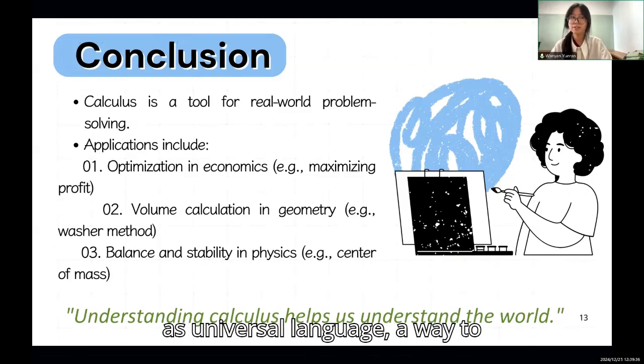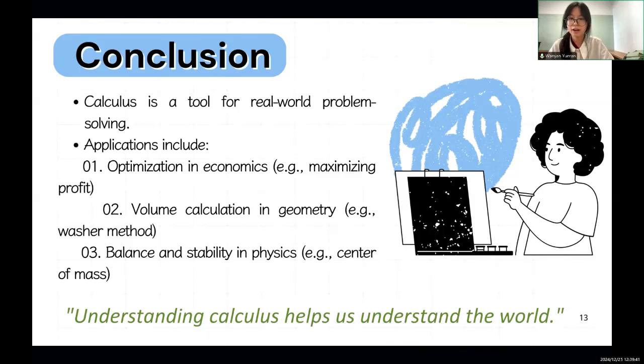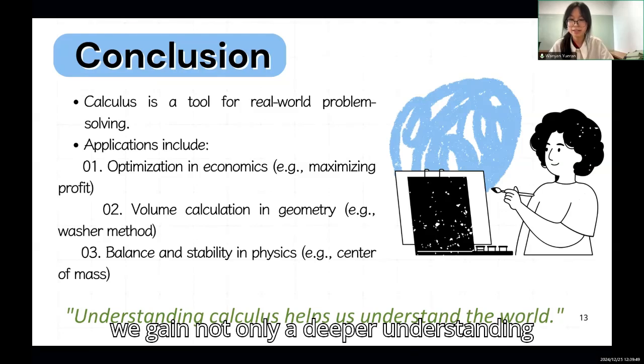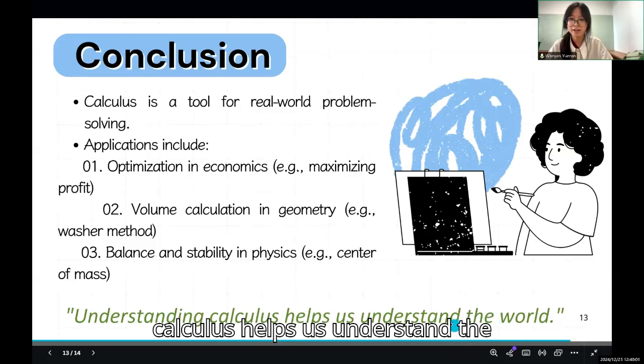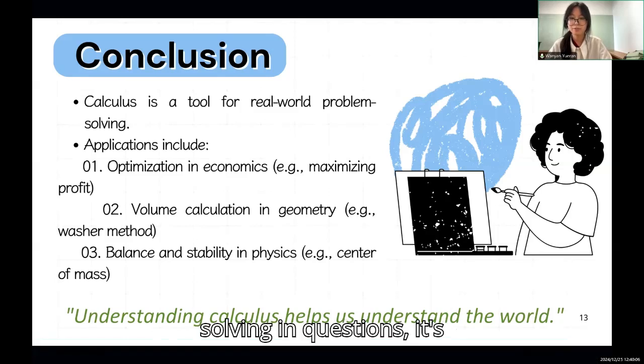Think of calculus as a universal language, a way to describe how things grow, shrink, balance, or rotate. By mastering its principles, we gain not only a deeper understanding of mathematics, but also the ability to apply it in meaningful ways. Let me leave you with this thought. Understanding calculus helps us understand the world. It's not just about solving equations. It's about seeing the connections that shape our lives and universe.